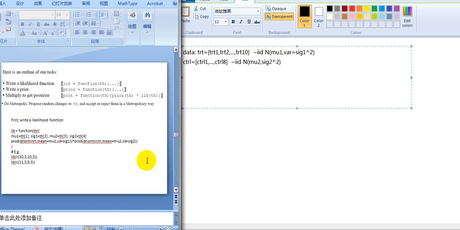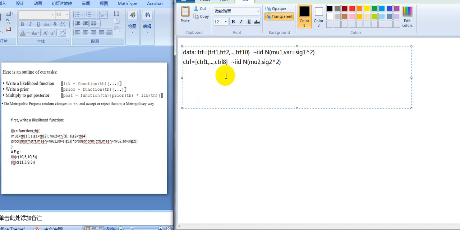Okay, now we can write, we already know what the likelihood function is. The likelihood is the probability of data given parameters, right? So in our case, given mu and sigma, the data is treatment or control. We assume that given those parameters, the treatment and the control are independent. So this likelihood can be factorized into two parts.